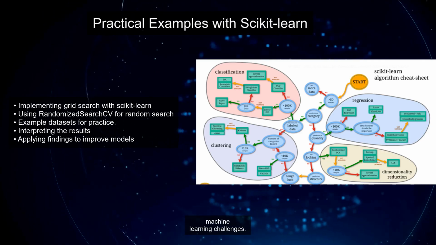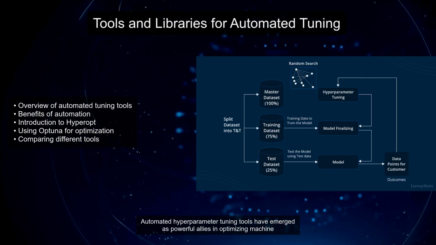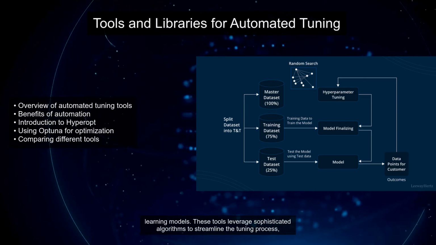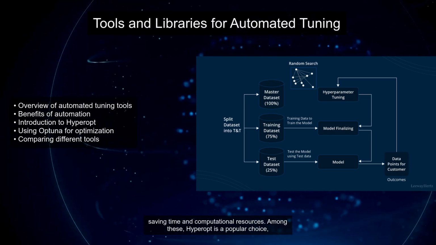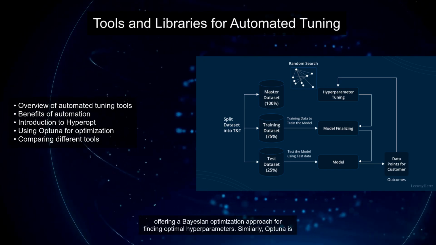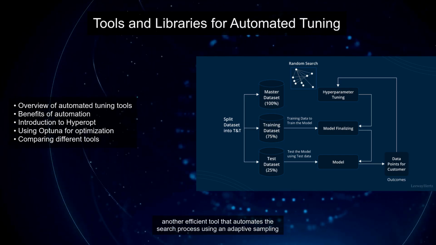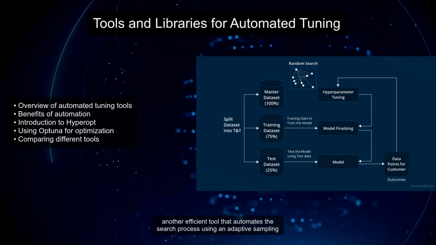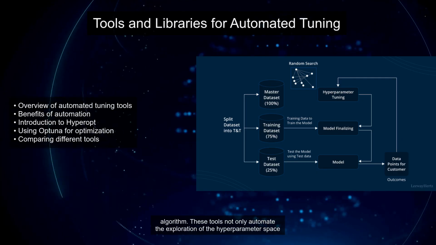machine learning challenges. Automated hyperparameter tuning tools have emerged as powerful allies in optimizing machine learning models. These tools leverage sophisticated algorithms to streamline the tuning process, saving time and computational resources. Among these, Hyperopt is a popular choice, offering a Bayesian optimization approach for finding optimal hyperparameters. Similarly, Optuna is another efficient tool that automates the search process using an adaptive sampling algorithm.